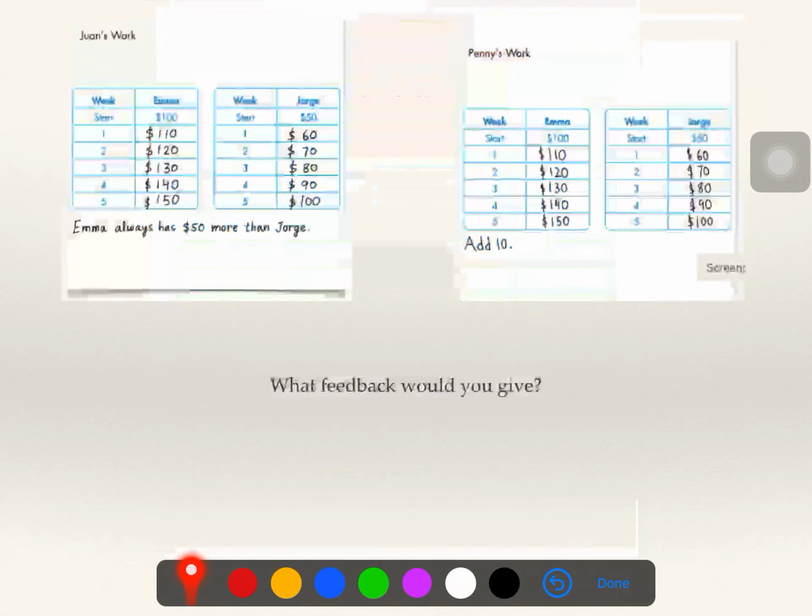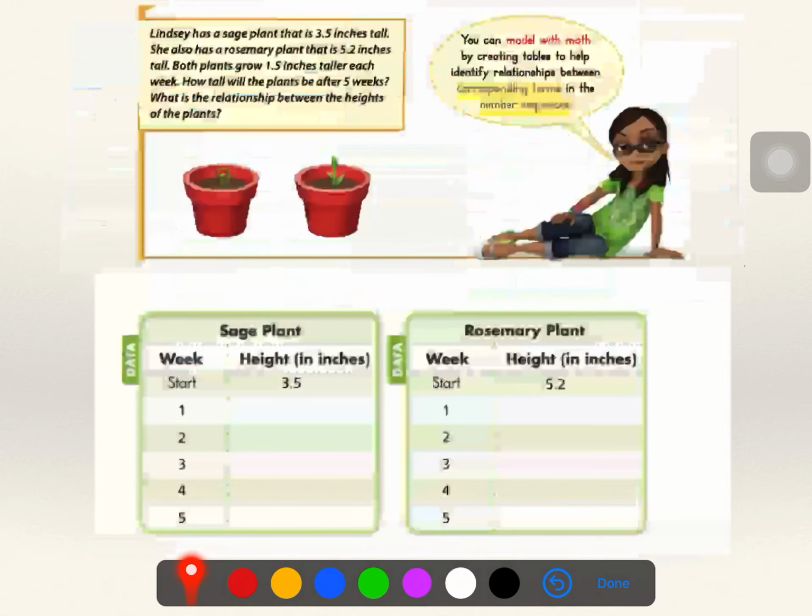I like to look at the sample work here, and this is kind of just what we did. Juan and Penny both filled out their charts perfectly. What feedback would you give? I agree. Penny answers the question about the pattern, where Juan is just telling you the rule for the table. Penny is telling you what the pattern is.